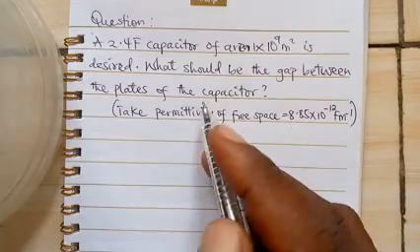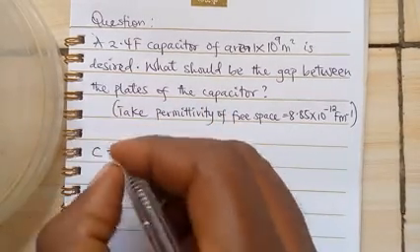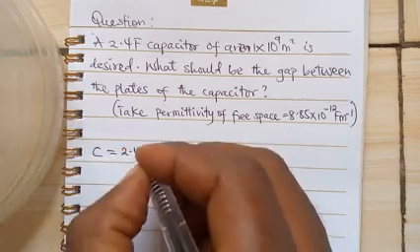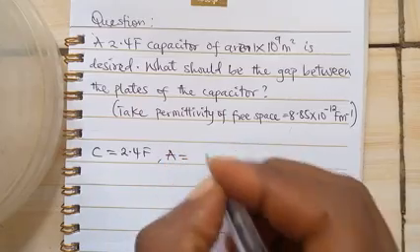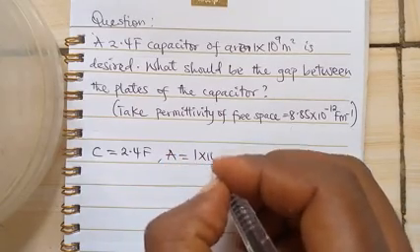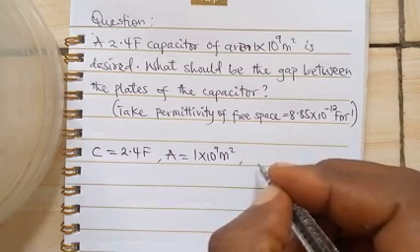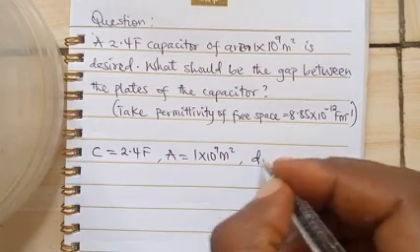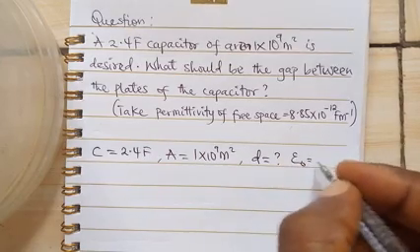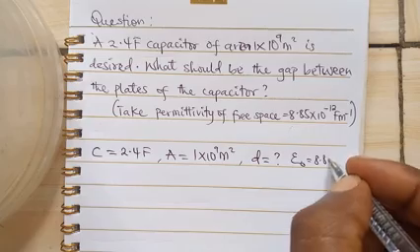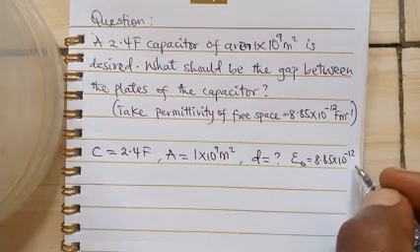Now, from this question, we notice that the capacitance C is 2.4 farad. The area A is 1 times 10 raised to power 9 meters squared. What should be the gap? That is the distance they want us to find. And E naught is given as 8.85 times 10 raised to power minus 12 farad per meter.